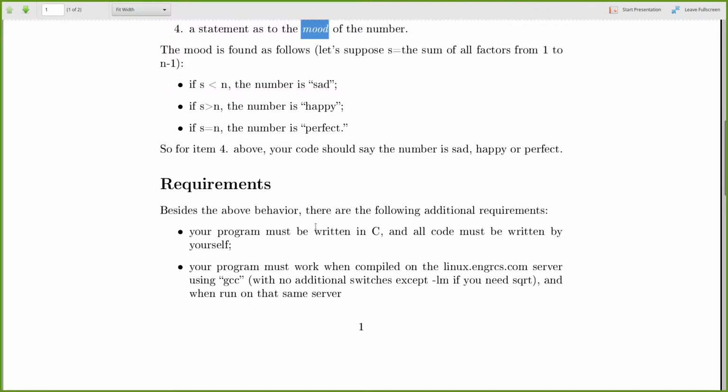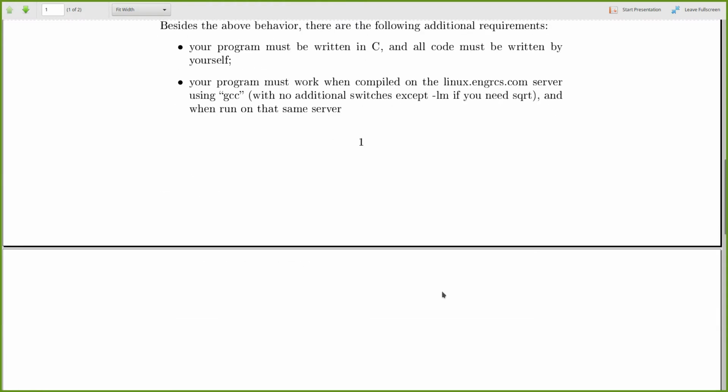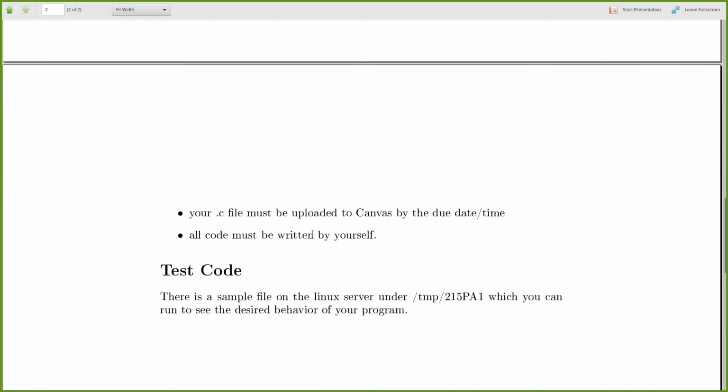All right. I'd like the program written in C, written by yourself, and it should compile on the Linux server using GCC, with no switches except -lm if you're using square root. And then upload your .c file to Canvas. You can pull it down using WinSCP or SFTP, or you can copy and paste the code, whatever, as long as I end up with a C file that I can compile on the Linux server.